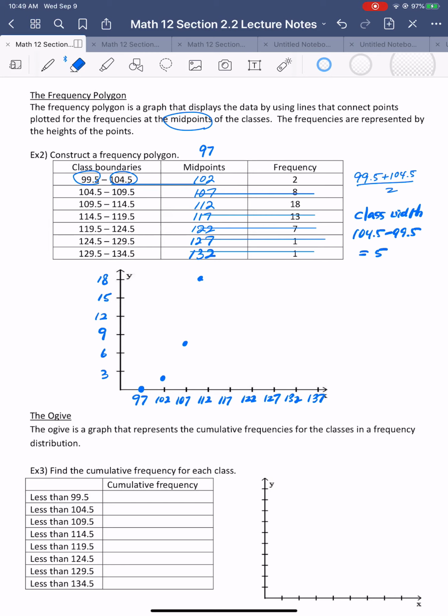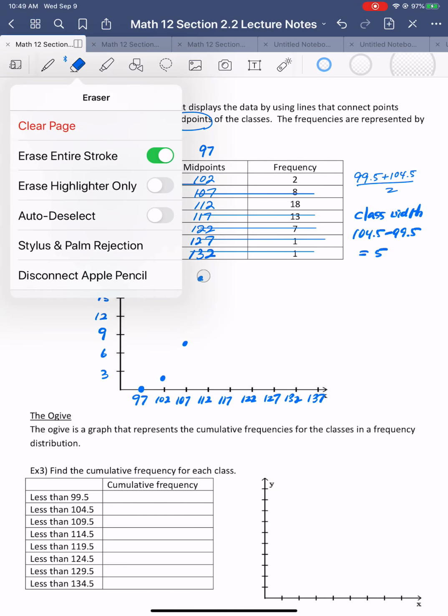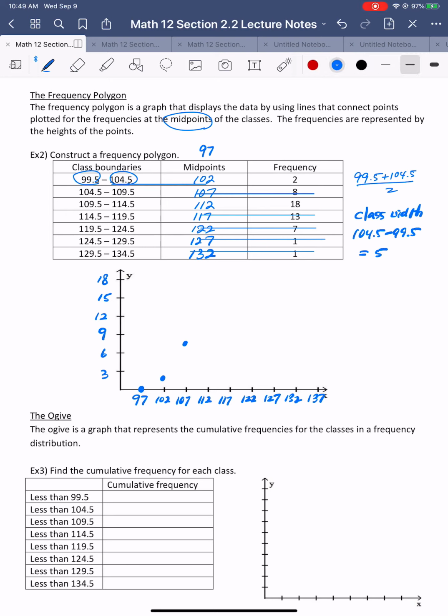And then I think I need to move a little bit up here. And 117 is 13. And then 122 is 7. And 127 is 1. And then 1. Okay, so if you connect them, this is what we call the polygons. And then 137, of course, is 0. Okay, so it goes like that.